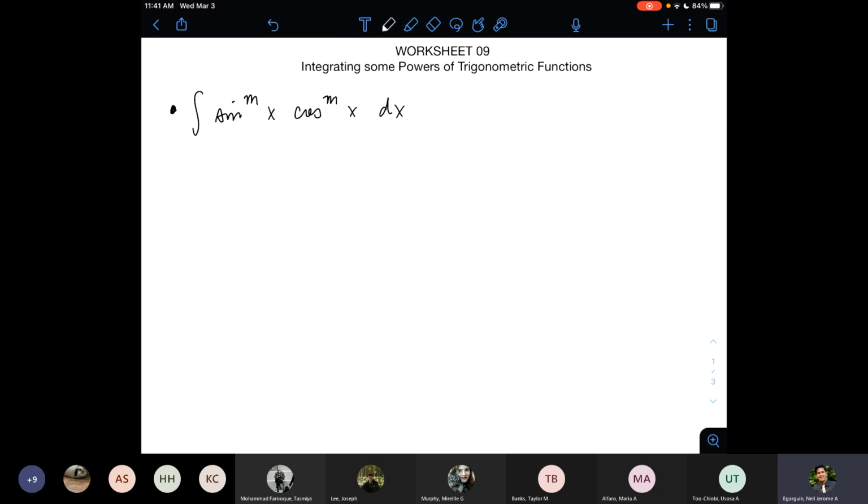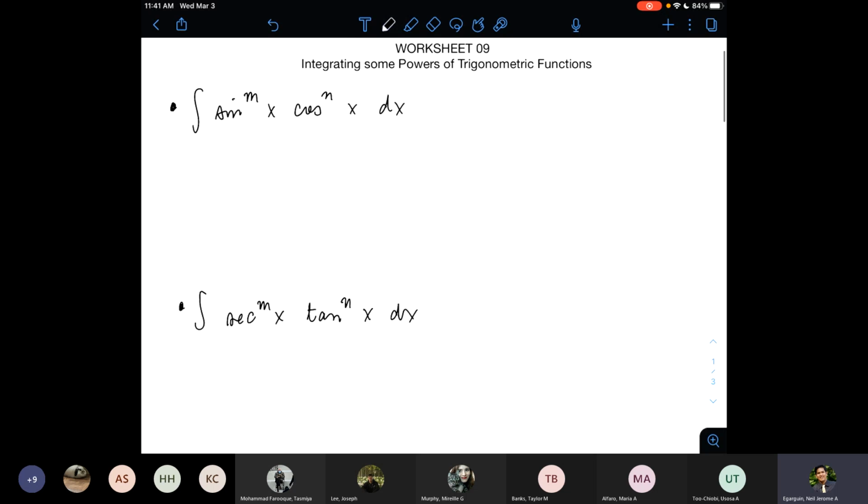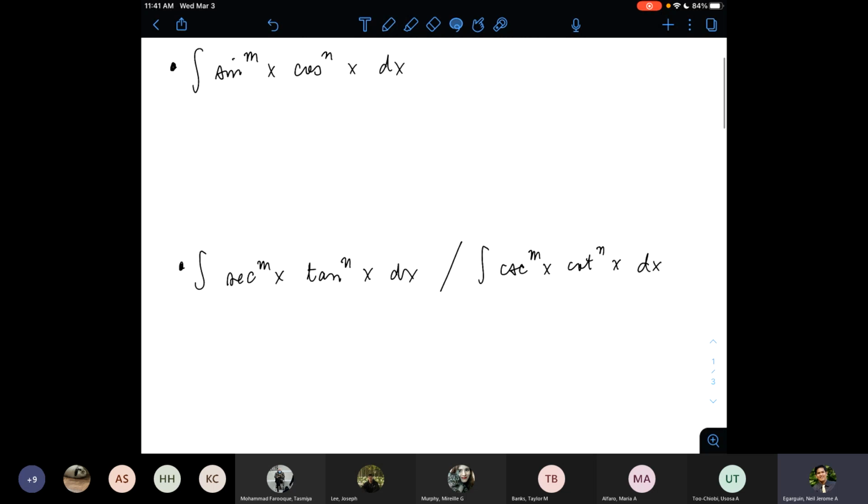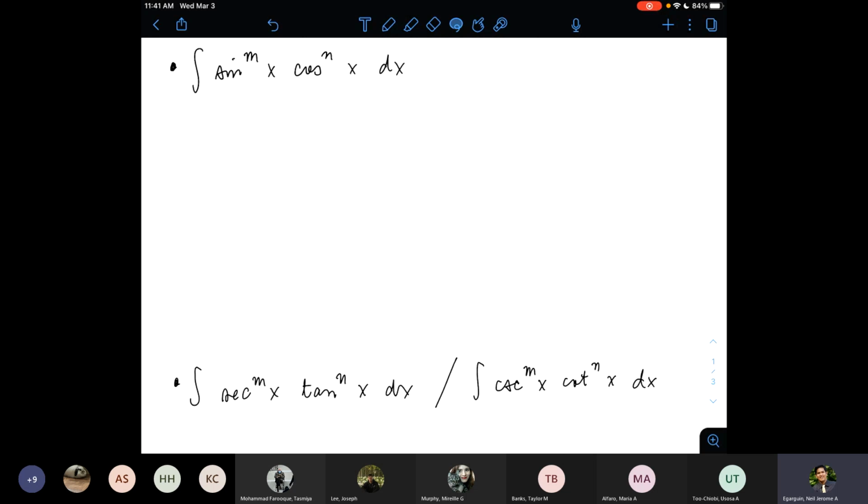And then we also have powers of secant times powers of tangent. Sorry, this is an n. But this second case is similar to the integral of powers of cosecant m, powers of cosecant and cotangent n dx. So basically, we are dealing with these powers. Let's start with powers of sines and cosines.